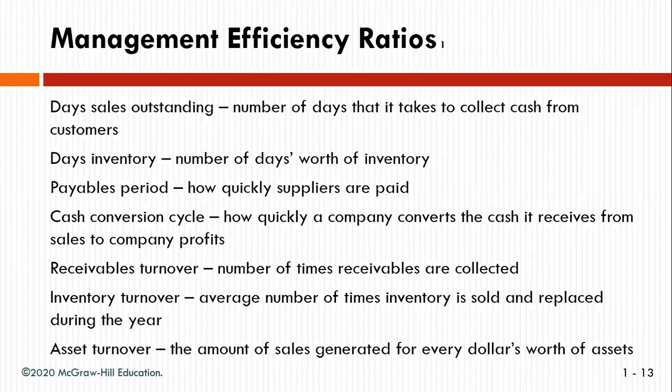The payable period is how quickly the suppliers are paid. When you take things on credit, how quickly will you pay? The longer you take to pay the supplier, the better for you. Cash conversion cycle is how quickly a company converts the cash it receives from sales to company profit. Once you get the cash, usually part of it you pay for expenses and some part you have to hold. So how quickly can you convert it to profit, because profit is the main goal for the investors.